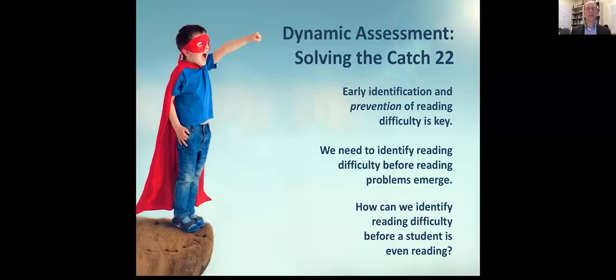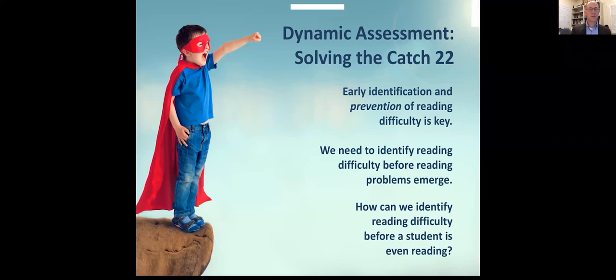We have a bit of a catch-22 at the beginning of kindergarten, for example. We know that early identification and prevention of reading difficulty is very key. And we would really like to identify reading disorders before they emerge, or difficulty with reading before it emerges. But how do you actually do that? How do you measure reading problems before someone can read? Well, dynamic assessment is an approach that actually allows you to do that. Dynamic assessment measures what a student is able to learn as opposed to measuring what they currently know. It's a very different construct.